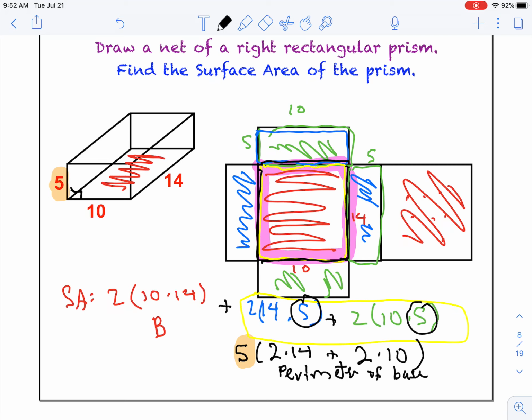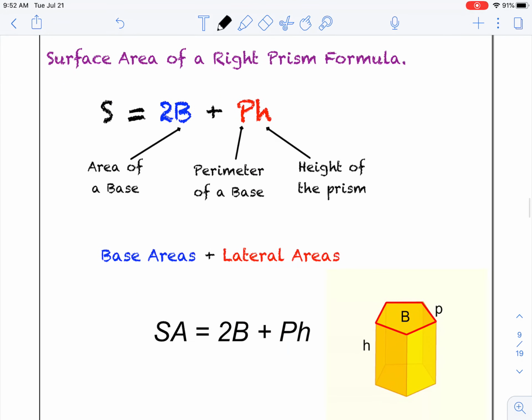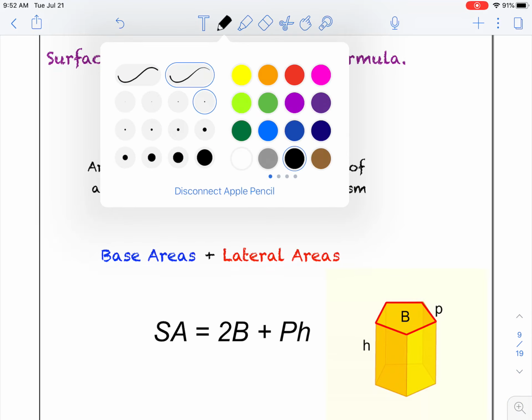Calculating and adding these all together gives us our combined total surface area. I'm going to let you calculate that on your calculator. Make sure you have the correct answer, and then we can see if you have gotten it correct here. You can check back to the notes to see. But that's where we get this surface area of a right prism formula.